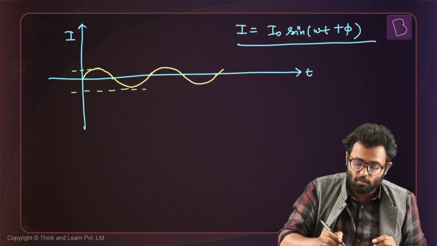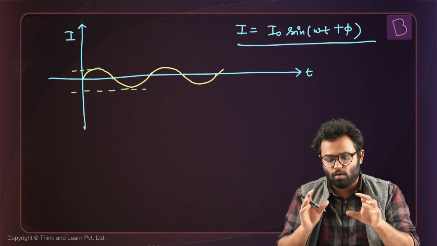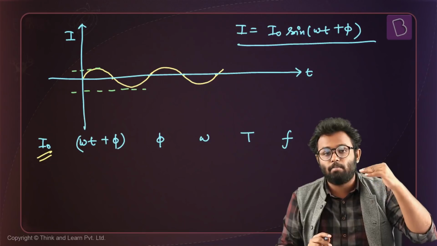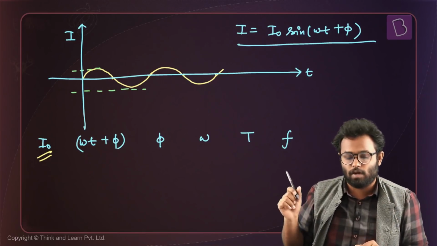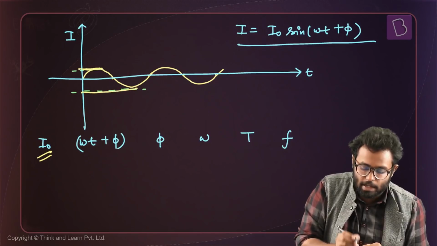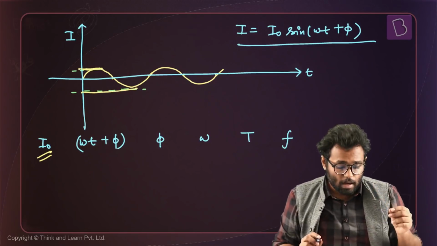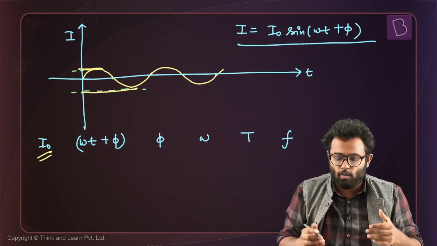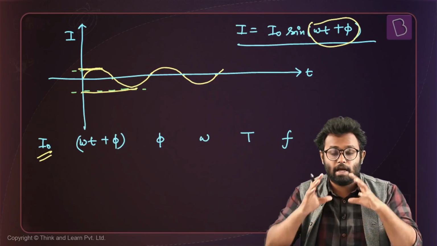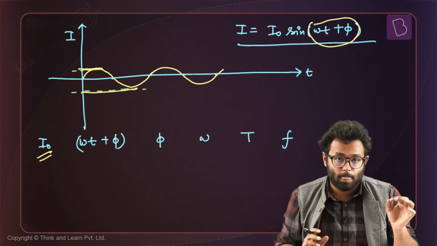So the first thing we learn here is what these things are. What is I naught? I naught is called the peak current. That's the maximum current which is possible in this kind of graph, which is this value here. This is I naught, and this you can say is minus I naught. Now the next thing is, what is omega t plus phi, this thing inside your sine? That is called the phase of the current. That entire thing is called the phase at any time t.